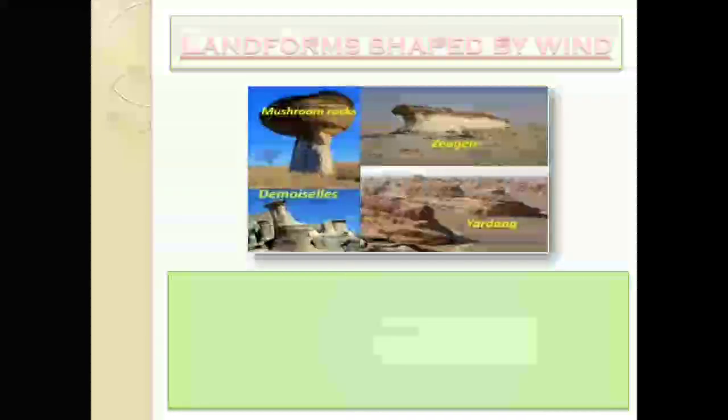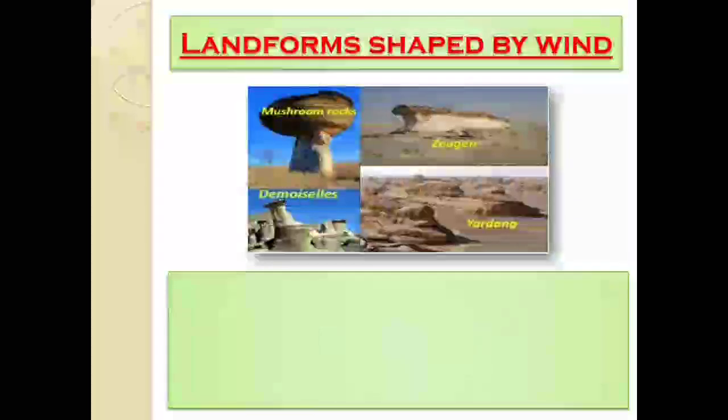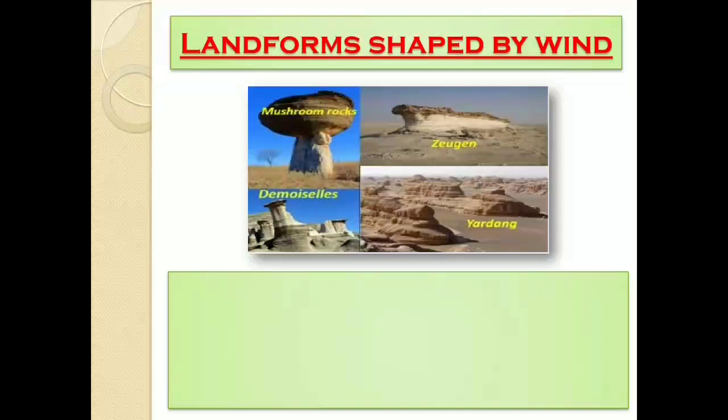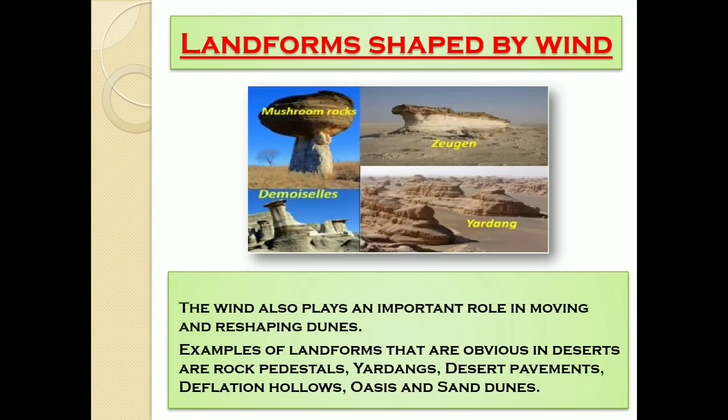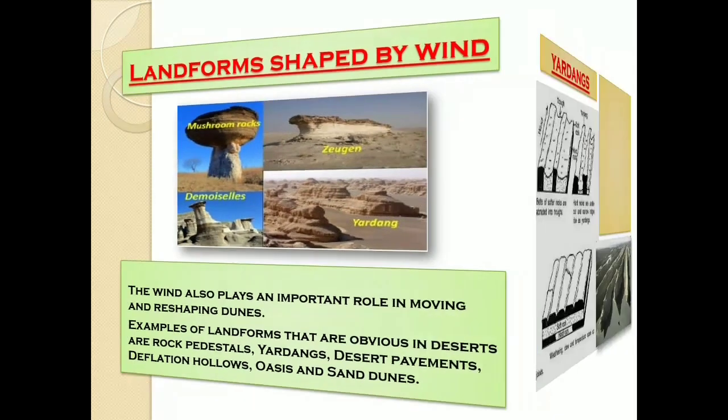Now here you can see landforms shaped by wind. Mushroom Rock, Demoiselles, Zeugen, Yardang. The wind also plays an important role in moving and reshaping dunes. Examples of landforms that are obvious in deserts are rock pedestals, yardangs, desert pavements, deflation hollows, oases and sand dunes.